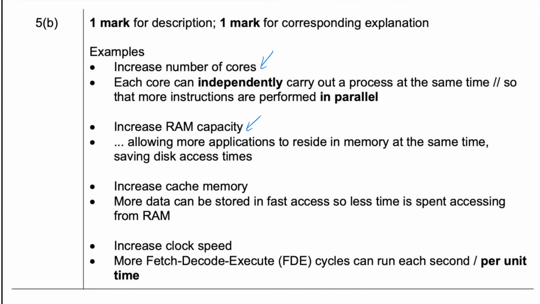The more RAM that we have, the more space we have to hold currently running applications. This means that we don't have to go to our secondary storage, so we don't have to get any data from our hard drive, which is much slower. So the more we can have in RAM, the less we need to access our hard drive, and hence operations will be faster. We can also increase cache memory, which we talked about, and then increase clock speed, which means that more fetch-execute cycles, or we can also call these fetch-decode-execute cycles, will run per unit time.